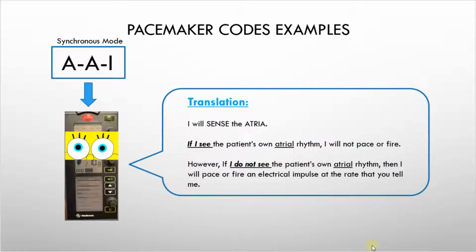Now let's go through some of our common pacemaker modes. In AAI mode, the pacemaker will think, okay, I'm in AAI mode. I will sense the atria. If I see the patient has his own atrial rhythm, I will not pace. I'm inhibiting that. However, if I do not see the patient's own atrial rhythm, then I will pace and fire and try to capture the atria as needed. So this is what this mode means.